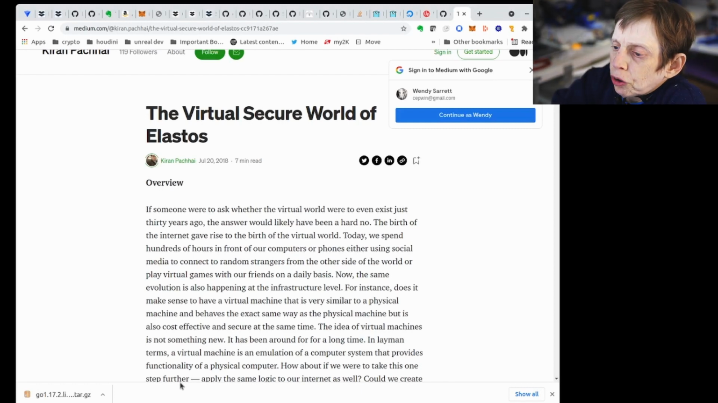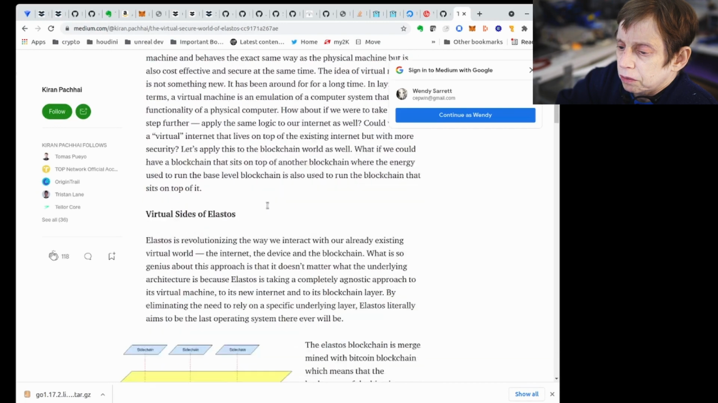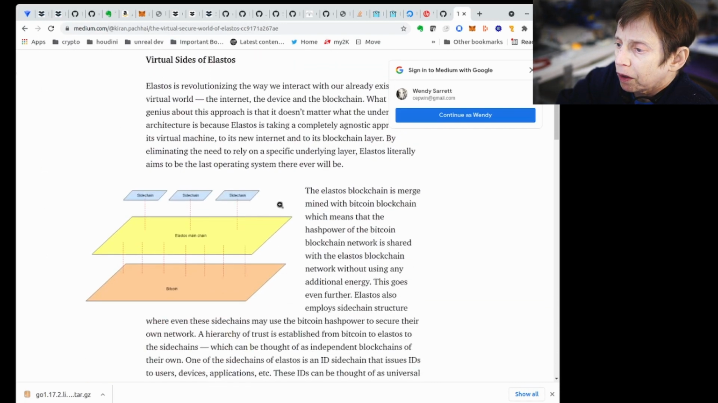Okay. So, I've been looking at the surveys as they come in. I've gotten quite a few, and one of the topics that people are very interested in is security. And since we've been talking about Elastos, I found this interesting article, The Virtual Secure World of Elastos, which goes through why Elastos is secure. So there are a couple of important points that they talk about.